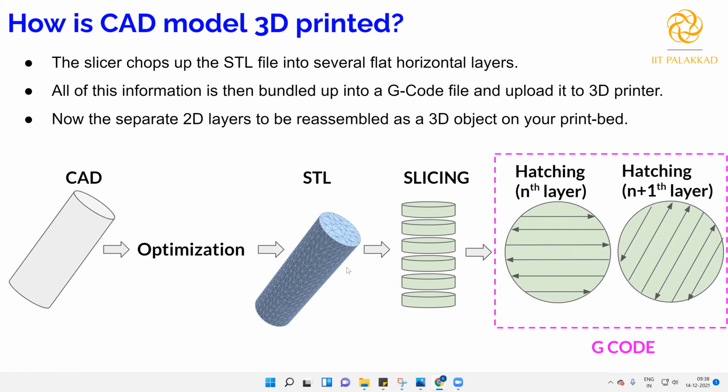STL is a stereolithography file. So basically it's tessellating. You are tessellating the object. You are creating the surface into small triangles, so that it will be easy for assigning the codings. Then what you are doing is slicing your component, right?